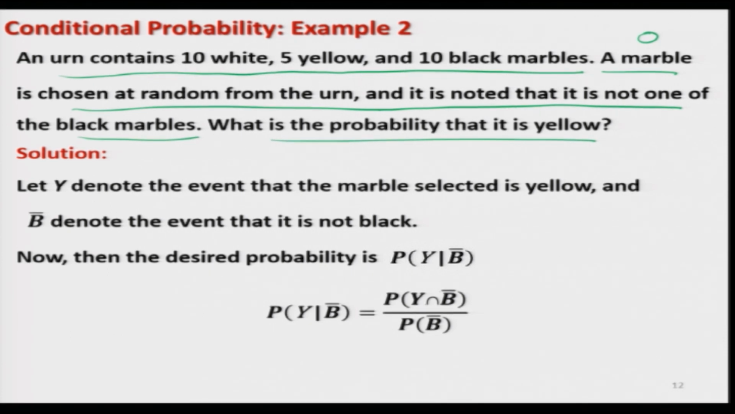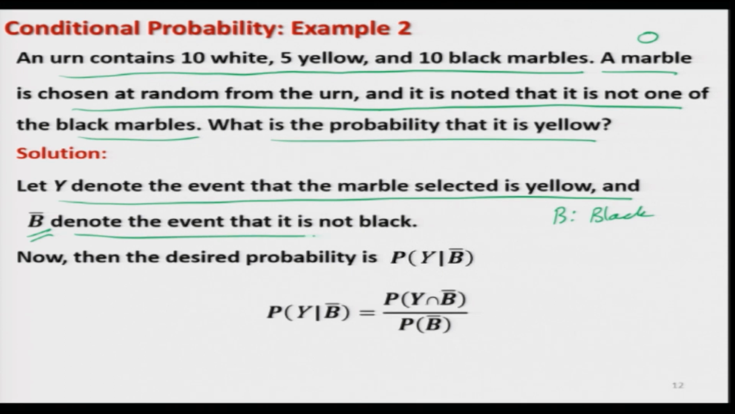Suppose Y indicates the event that the marble selected is yellow, and suppose B is the event that the marble is black. Obviously, B complement will indicate the event that the marble is not black. Now we want to find the probability of Y given B bar. This is going to be probability of Y given B bar equal to probability of Y intersection B bar divided by probability of B bar.